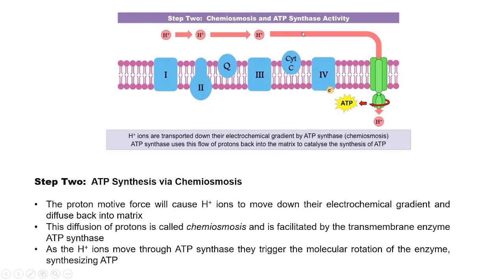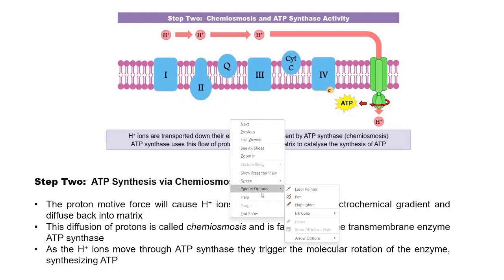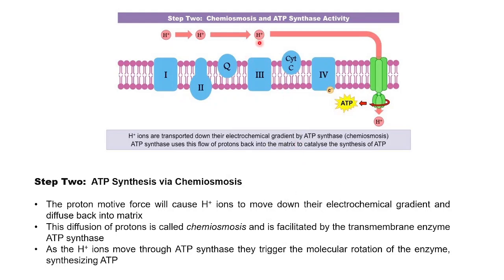In step 2, this proton motive force will cause all the H+ ions to move down their electrochemical gradient. The electrochemical gradient is obviously this way because that's high concentration, this is low concentration. So the proton motive force will allow all the protons to come down the electrochemical gradient and diffuse back into the matrix. This diffusion of protons is called chemiosmosis and is facilitated by this transmembrane enzyme called ATP synthase. This green sketched thing here is the ATP synthase.